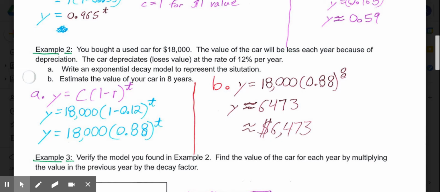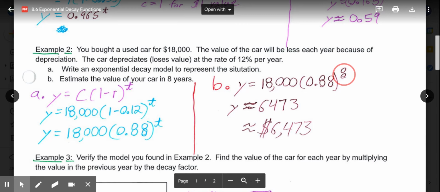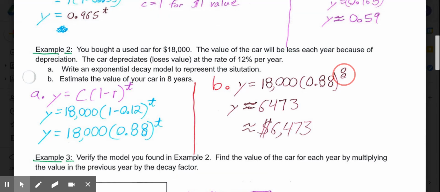Then in part B, estimate the value of the car in 8 years. So we're going to replace t with an 8. What we want to do in the calculator is take 0.88 to the 8th power and multiply that by 18,000. That gives us approximately 6,473. So after 8 years, that car that started being worth 18,000 is now down to $6,473.